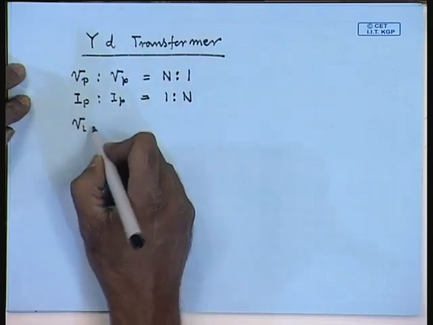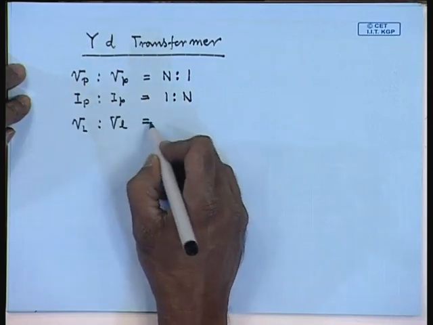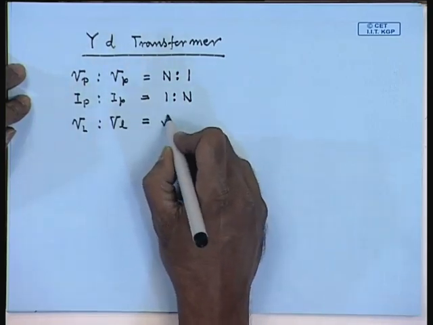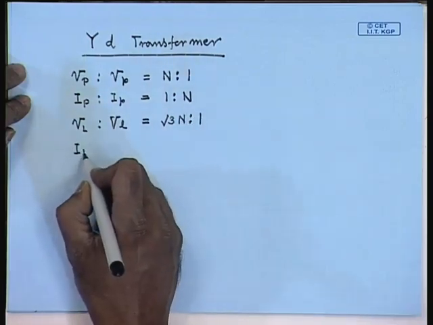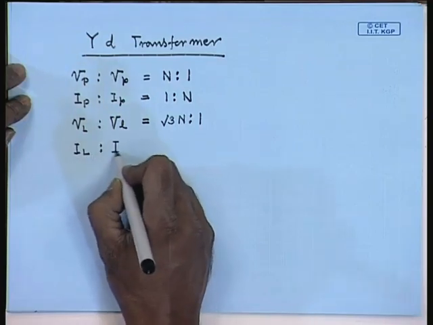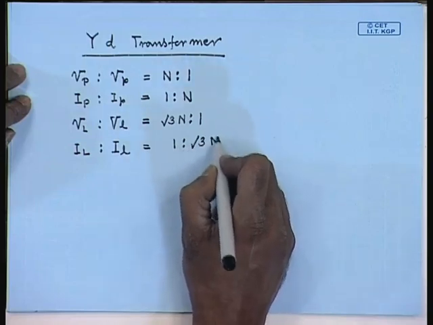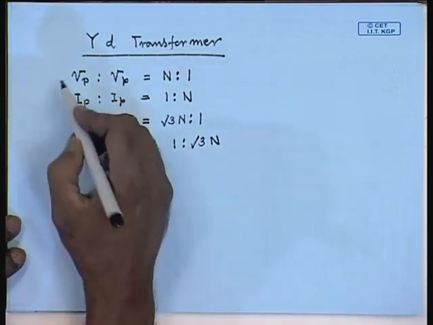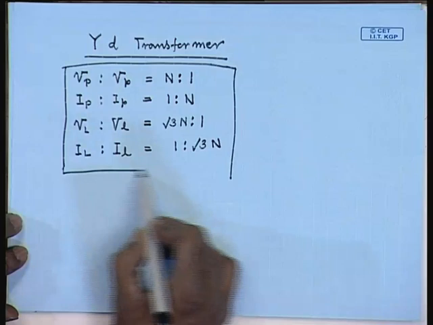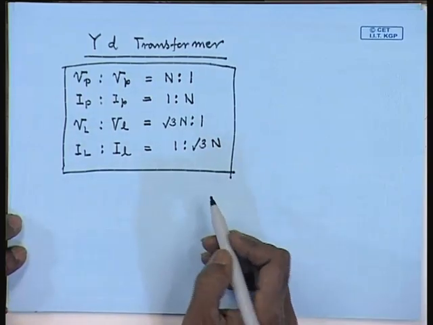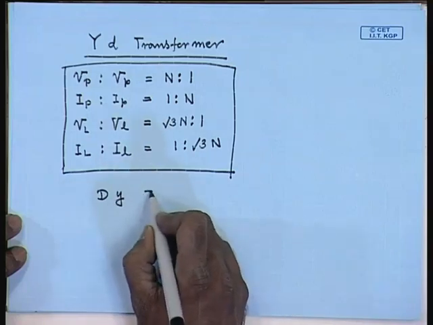V line on the high voltage side is to V line on the low voltage side equal to root 3 N is to 1. I line on the high voltage side is to I line on the low voltage side is 1 is to root 3 N. The similar relation can be written for dy connected transformer.